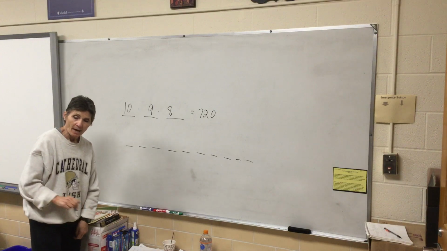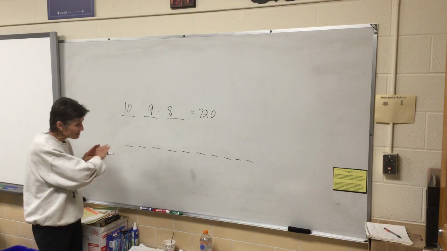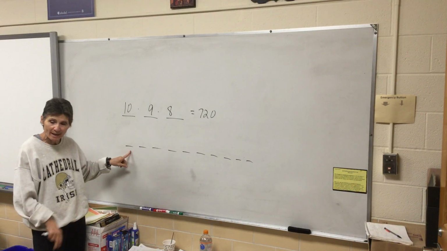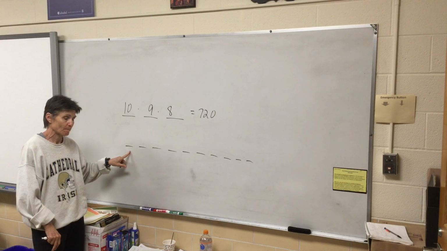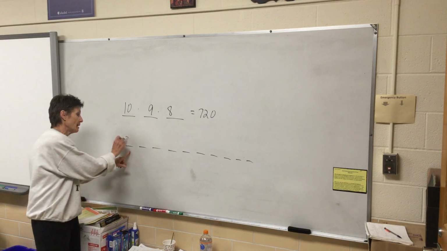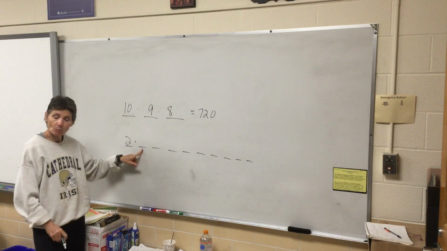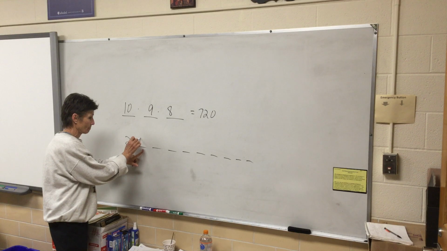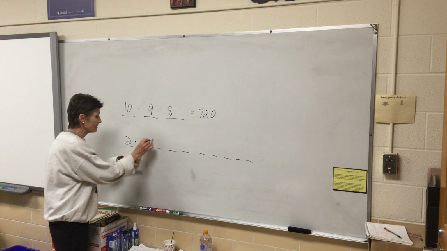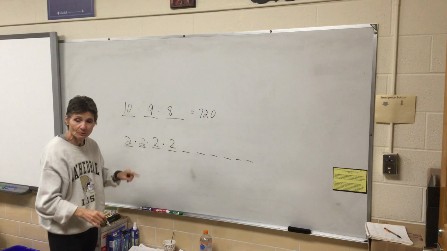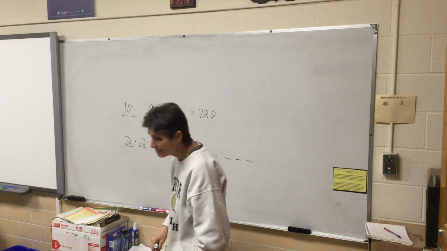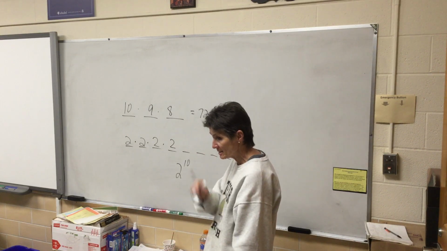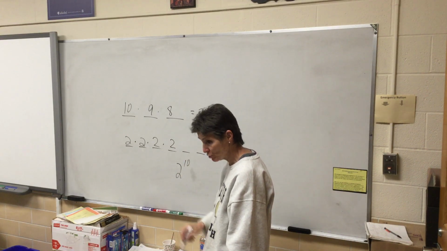All right. When you write these blanks out like this, you're talking about choices. How many choices do I have to answer the first question? 2. And how many ways do I have to answer the second question? 2. And 2, and 2, and 2. So Jacob, it's not 2 times 10. It's 2 to the 10th, because it's 2 times 2 times 2 and so on.